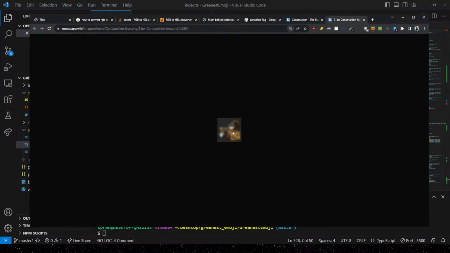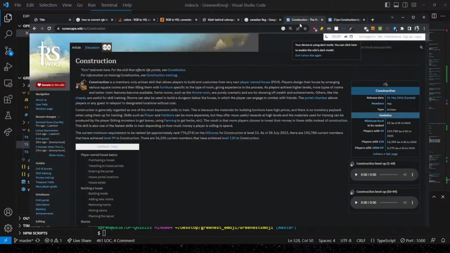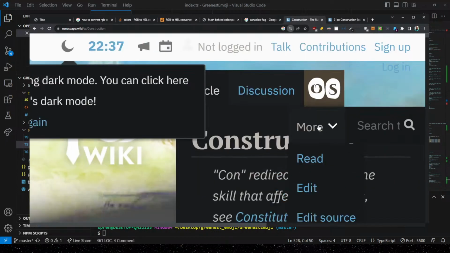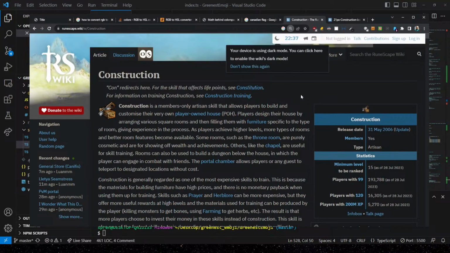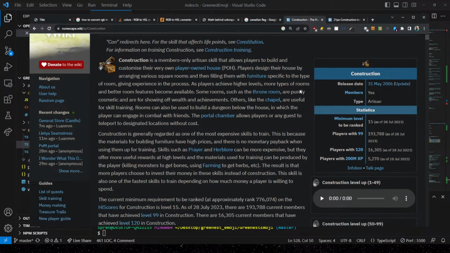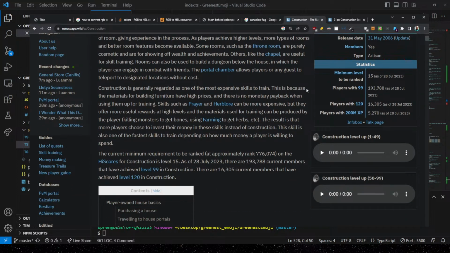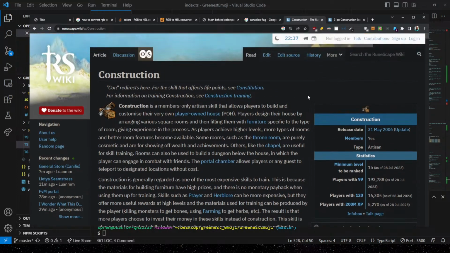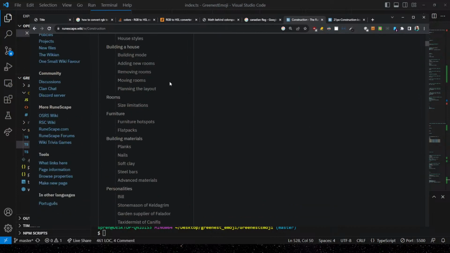Oh, this is really tiny. 21 pixels. Is that... Oh, hello. Is that the construction icon? Am I crazy? It's been too long since I played RuneScape. Is this not old school RuneScape? Okay, this is new RuneScape. Okay, I'm sorry.